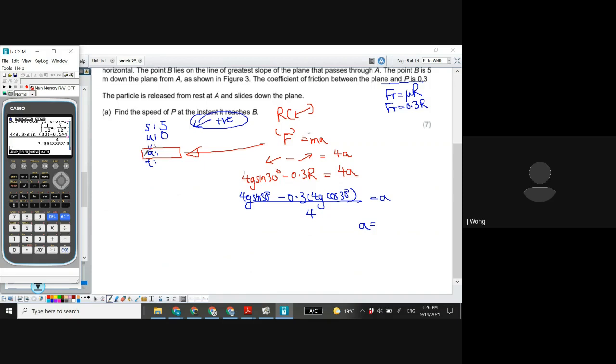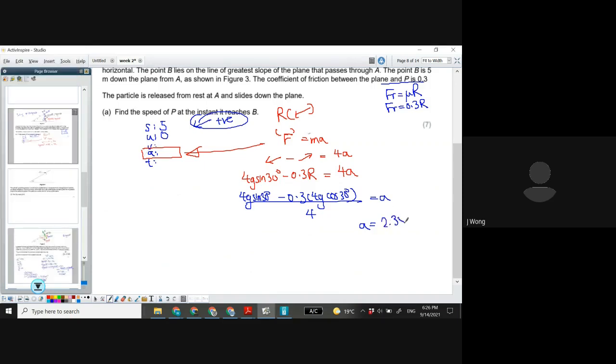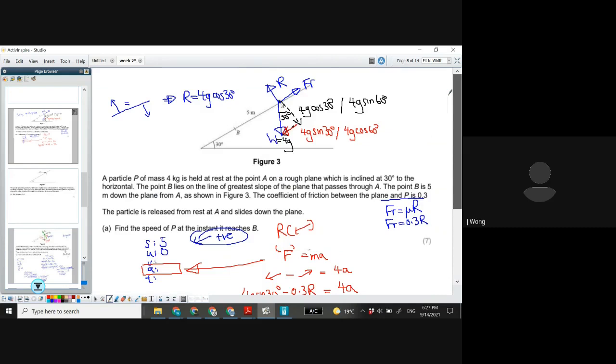And boom, you get the acceleration. That will be 2.35 if you round it to 3 significant figures, but you could round it to 2.4 because we use g as 9.8. So any answers that round to 2.4 will be fine. Okay, that will be part A.